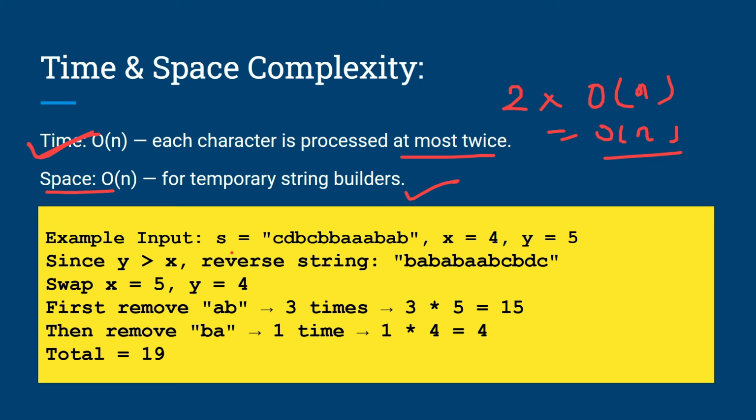For example, in what we have performed right now, we take the string as an argument, then x and y. We first check if y is greater than x, reverse the string, and perform the operations. Before that, you swap the values. We remove AB first, because the value is higher there, meaning 5 points here. So 3 into 5 is 15, and then removing BA gives 4 points. So you just add: 15 plus 4 is 19.